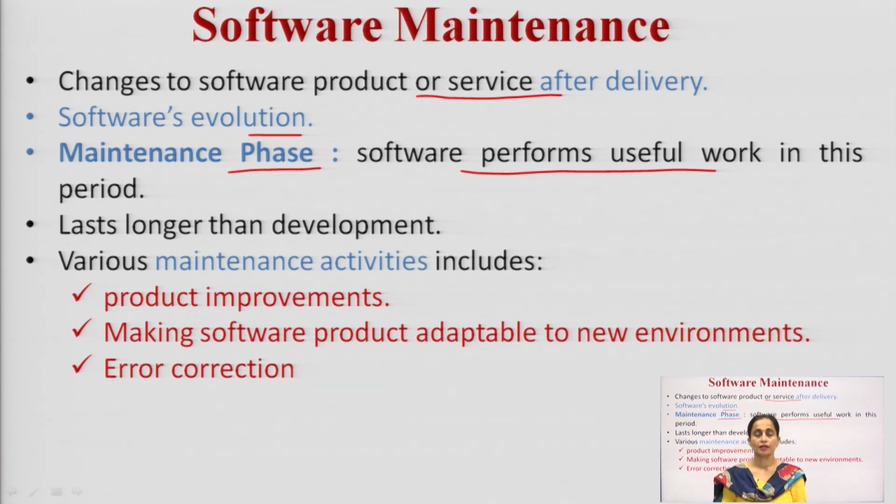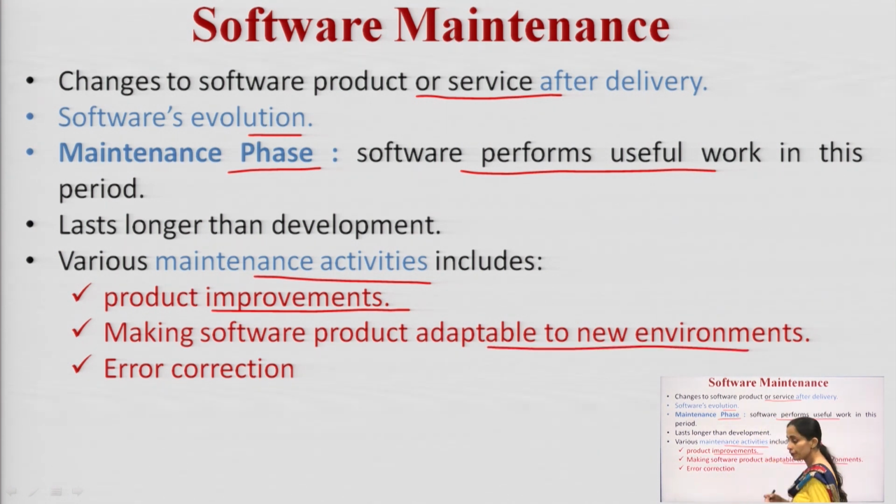work, and we know that this maintenance period lasts longer than our development period. The developers write the code and test the code for 1 year or 2 years or so, but the maintenance of the software is required for more than 10 years, until the software lasts or there are some changes or it gets totally obsolete. So, the various maintenance activities include making improvements in the product, making the product adaptable to the new changes, and then error correction.